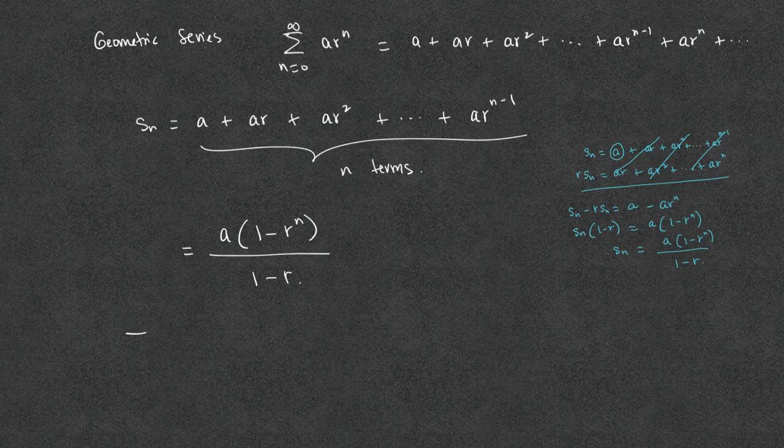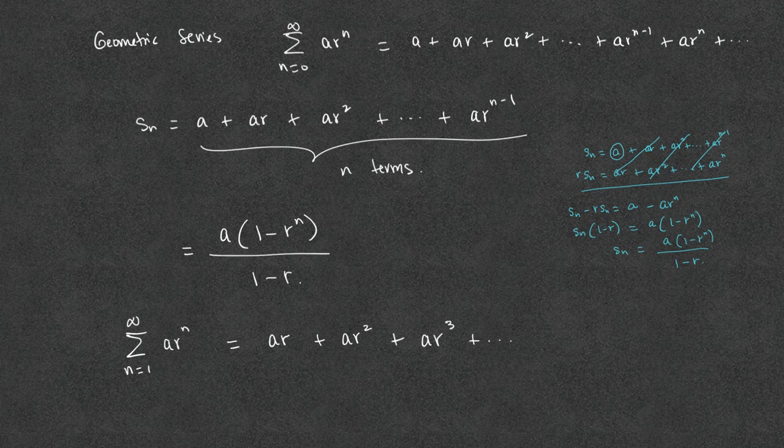Now, sometimes we might have to start the series with n equals 1 instead of n equals 0. Notice that if we start with n equals 1, then the first term is ar, and the second term is therefore ar squared. With the geometric series, we always multiply the ratio to the previous term to get the next term. The next term is therefore ar cubed, and so on.